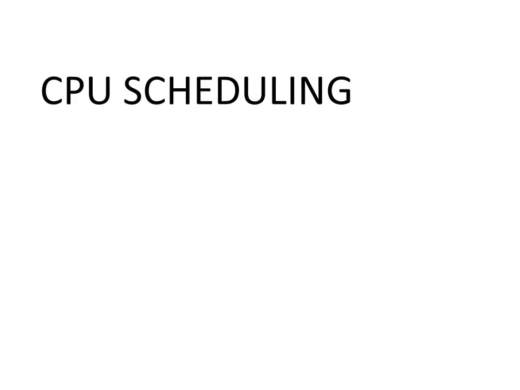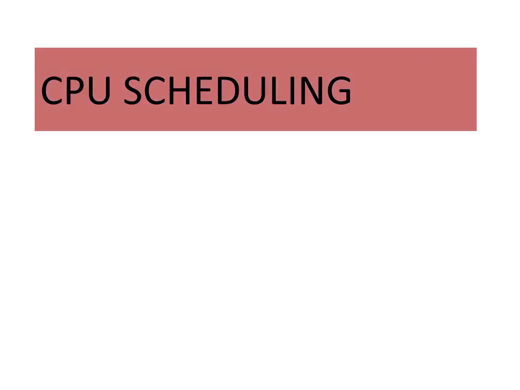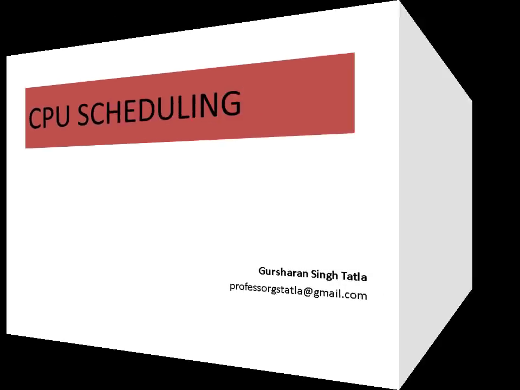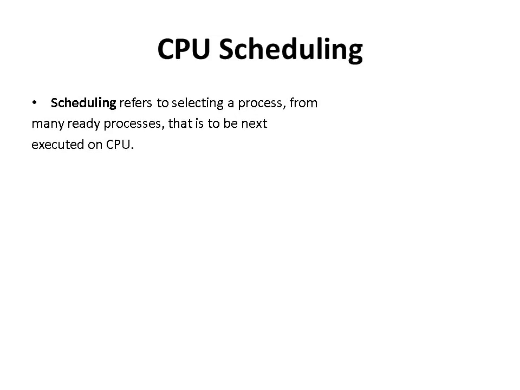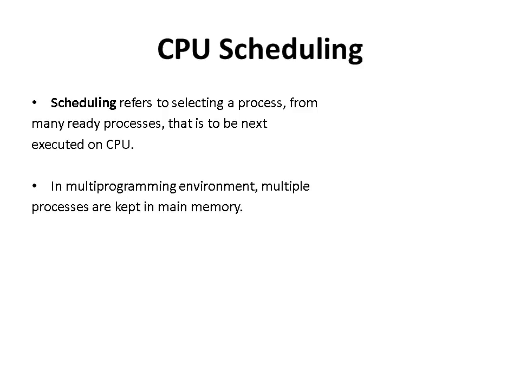CPU scheduling. Scheduling refers to selecting a process from many ready processes that is to be next executed on CPU.